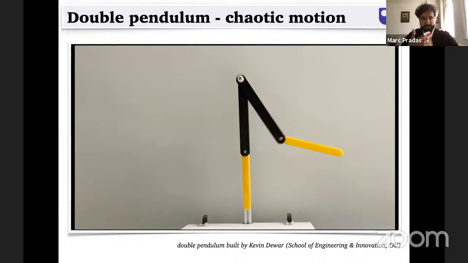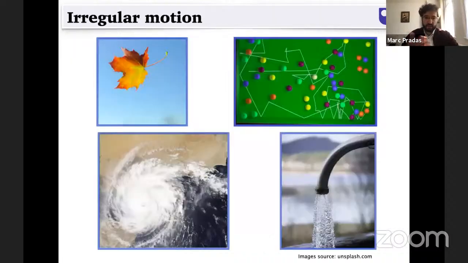So this is an example of irregular motion, which again is observed in many daily life experiences. For example, the falling leaf is rather irregular. The motion of billiard balls hitting each other is again quite difficult to predict. At larger length scales, you could think of the motion of the atmosphere as rather irregular and unpredictable. And within the realm of fluid mechanics, there are plenty of examples that exhibit irregular motion, such as water coming out of a tap.